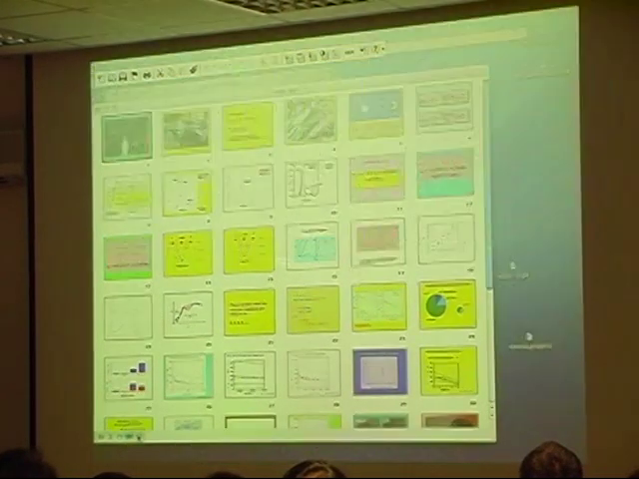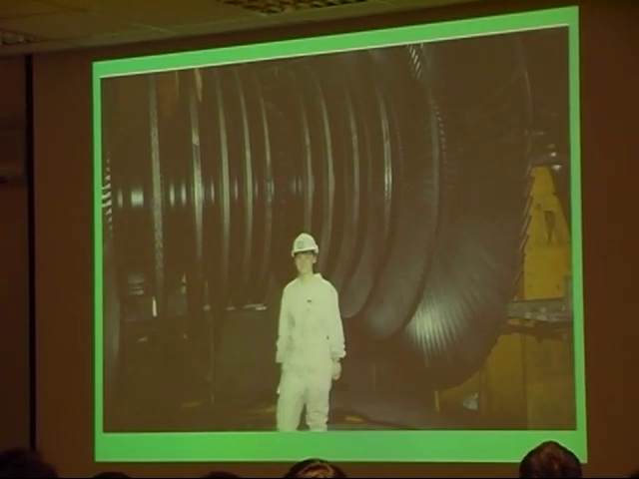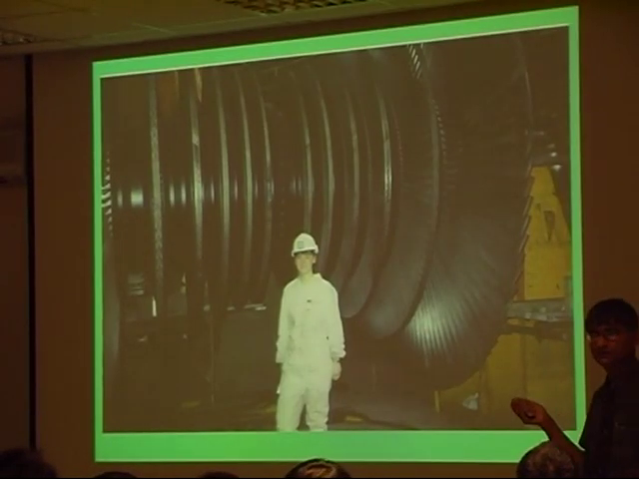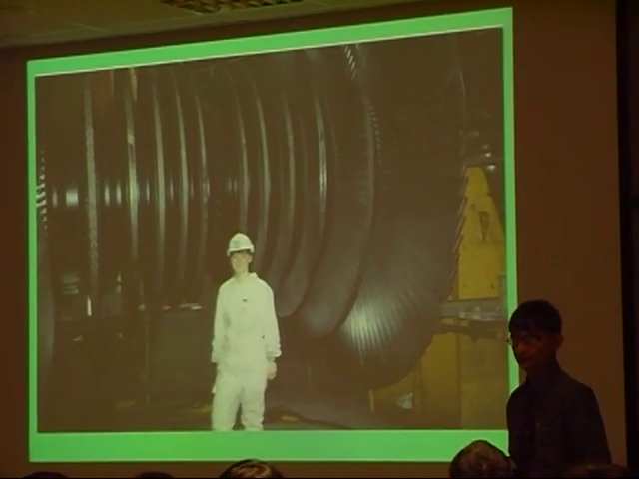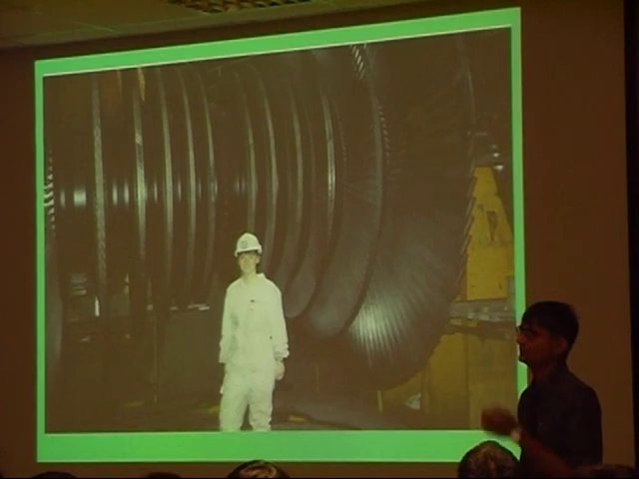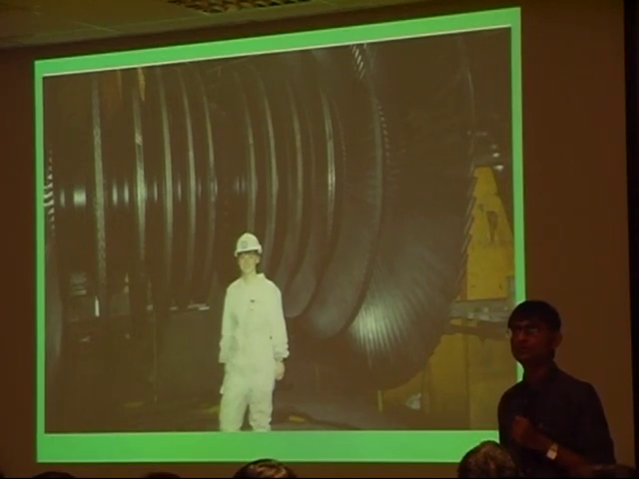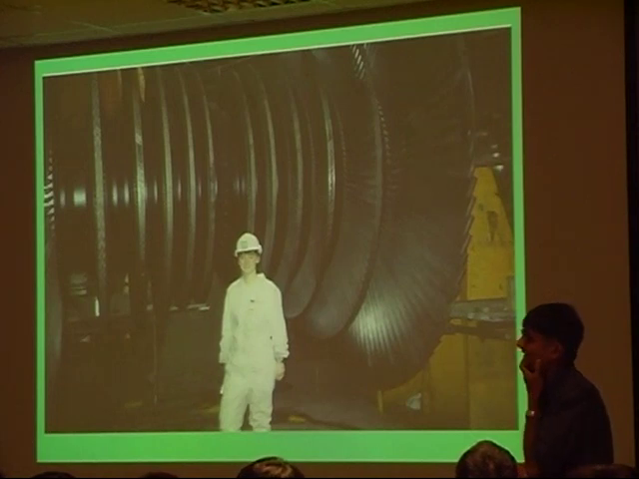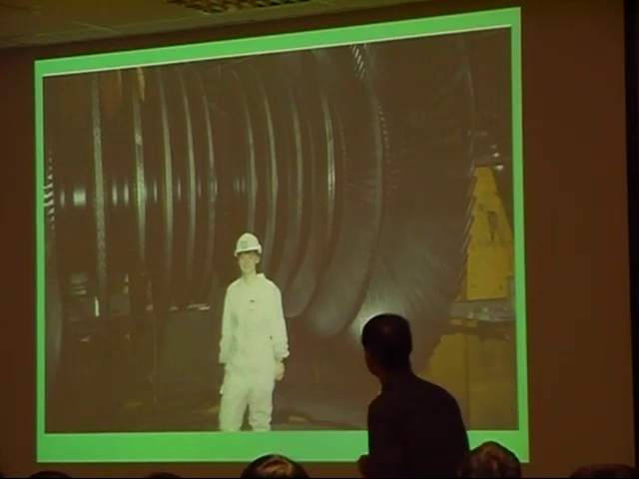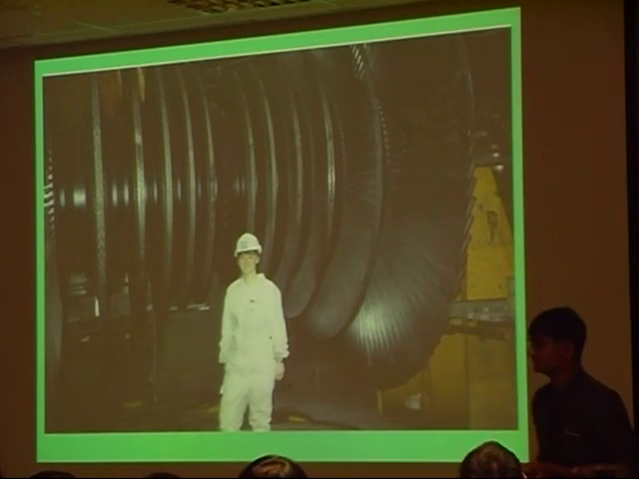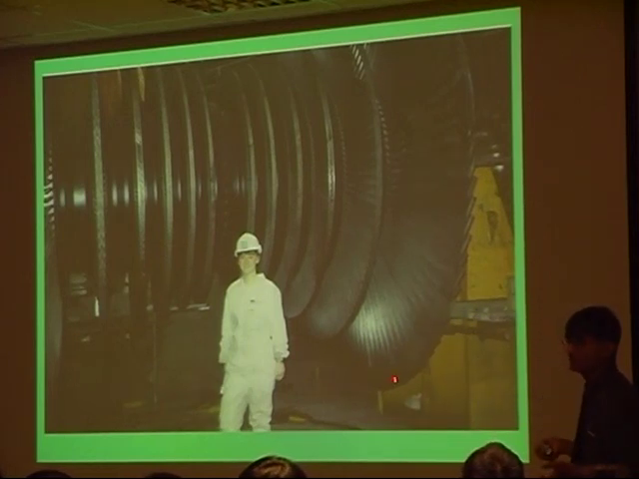So this is a steam turbine. This is one of my PhD students. She's called Tracy Cool. And she's 1.7 meters in height. No, that's too big. I think she's about 5 feet 10 inches. Right? 5 feet 10 inches in height. So you can understand the scale of this.